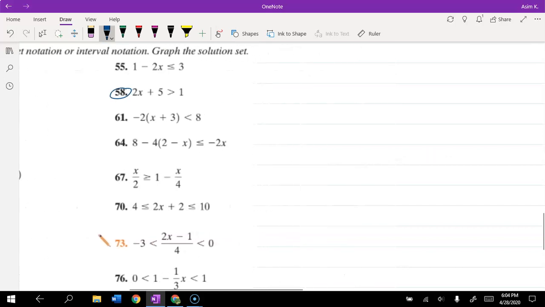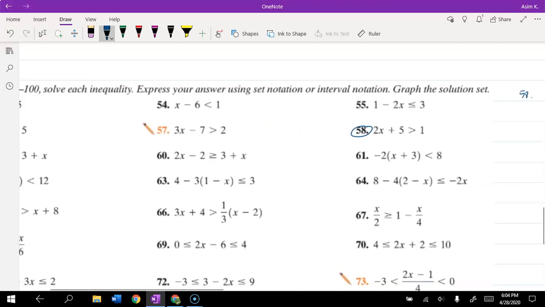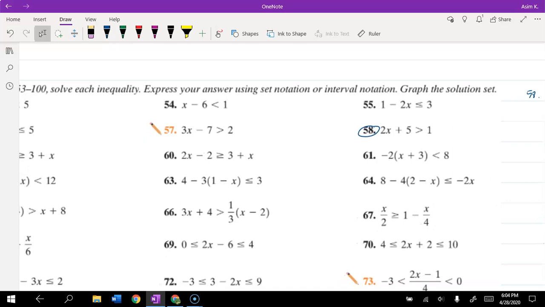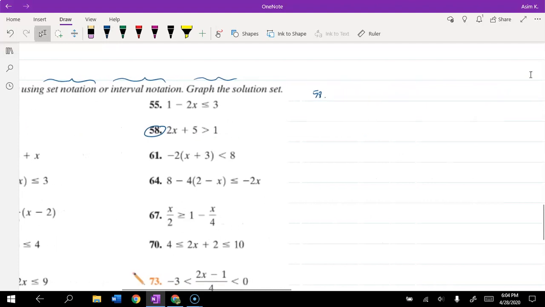And number 58 says that you've got 2x plus 5, right? So this is just solving inequalities, and each single time you're going to express your answer in interval notation, in set notation, right? And you're going to graph the solution set, all right? So, Bismillah, let's get started.